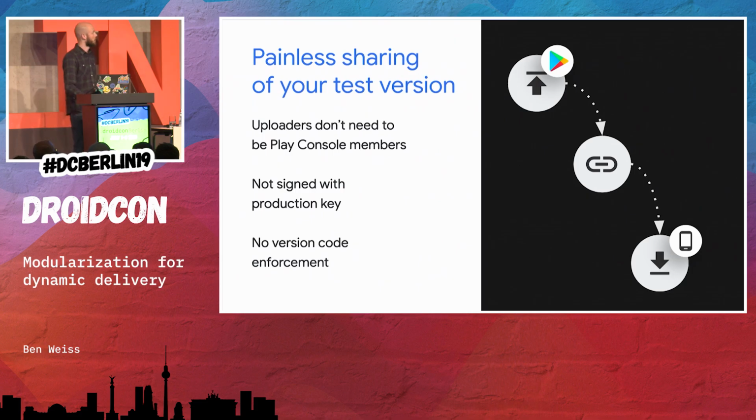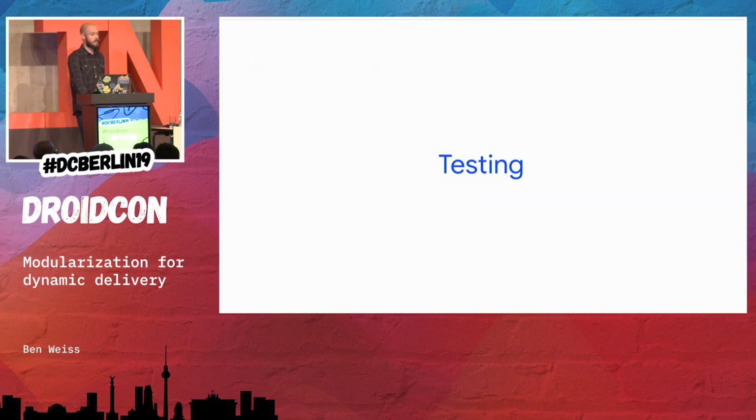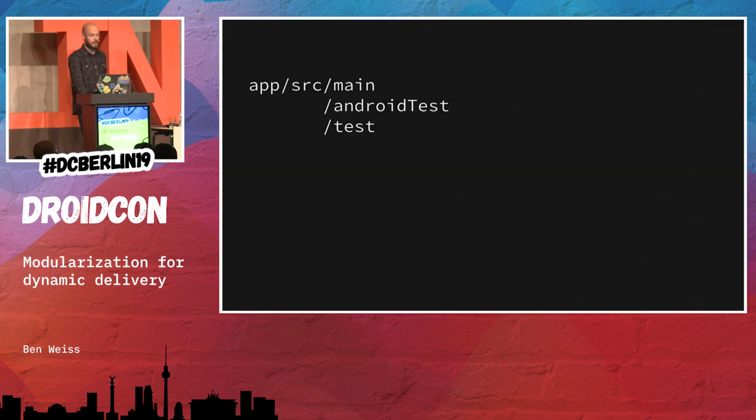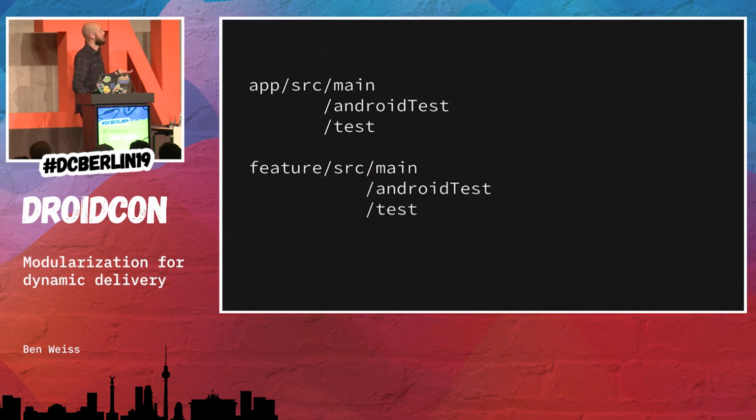One more thing that I wanted to cover is testing. Testing has been talked about over the years, has luckily improved quite a lot, and we had a couple of talks about this at this conference as well. So if you have tests, what you usually have is they're in the Android test folder or in the test folder. Well, for instant apps and for dynamic feature modules, we kept it the same way. So all you have to do is put the tests that you write into the same folder structure, but just in the dynamic feature module itself.